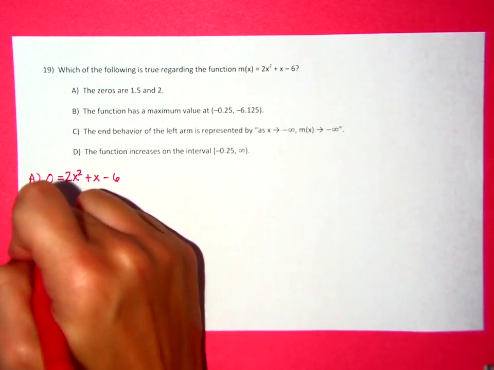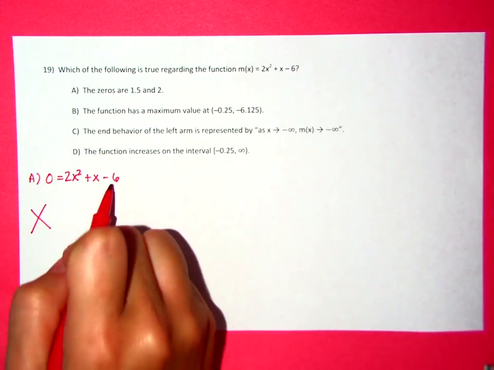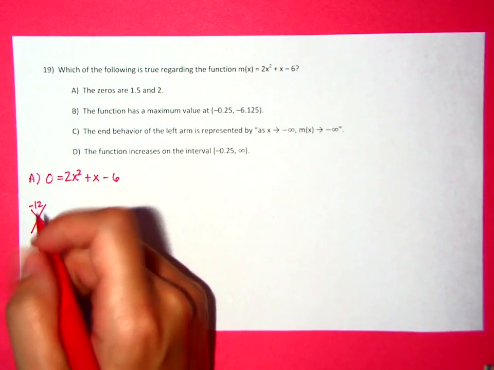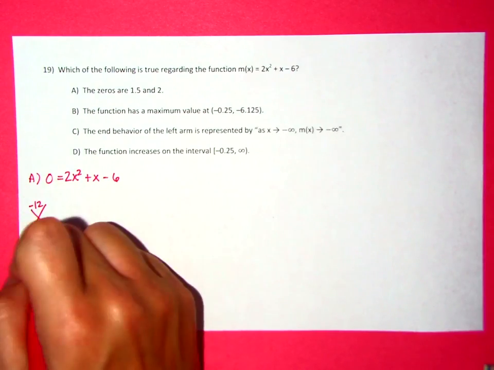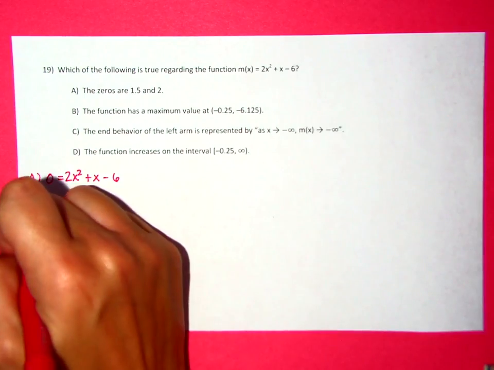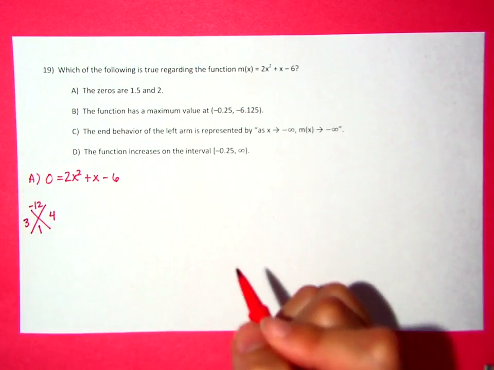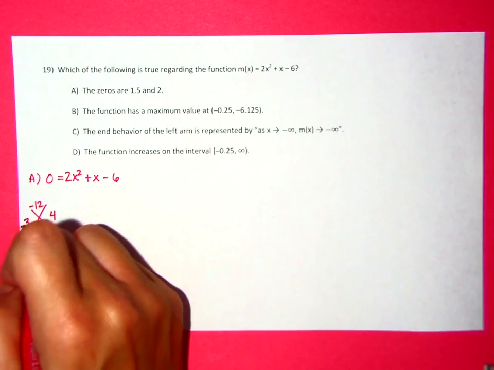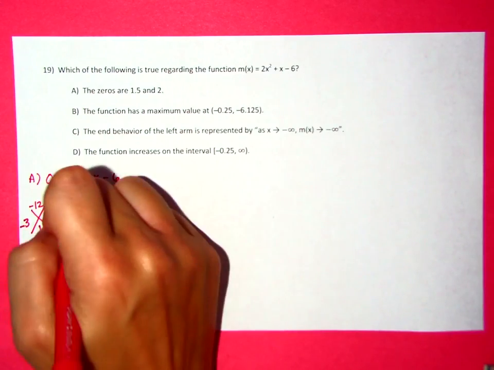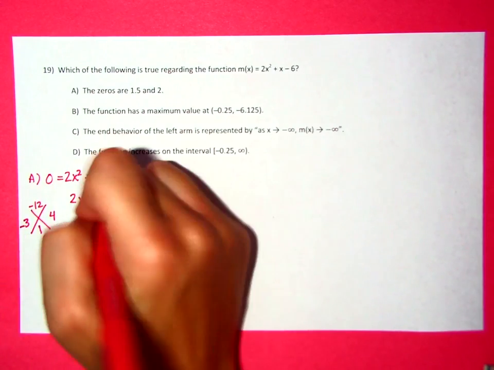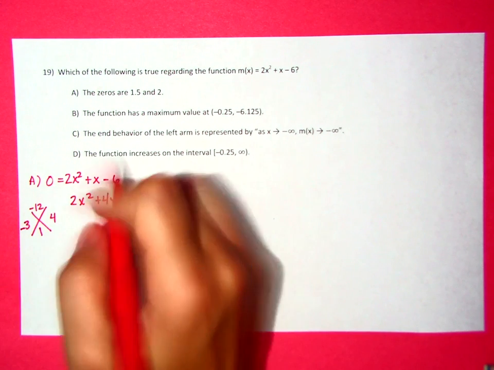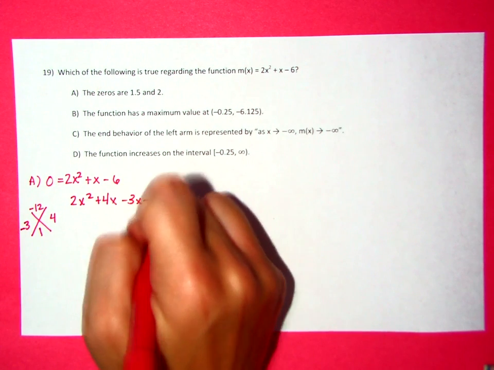We're going to put it into factor form, and we have to do 2 times negative 6, which is negative 12. So we're looking for two numbers that multiply together to give negative 12 but have a sum of 1. Those two numbers are going to be 3 and 4. Which one's going to be negative if we need their sum to be positive? It's going to be the 3. So now what we have is 2x squared plus 4x, and then minus 3x minus 6.